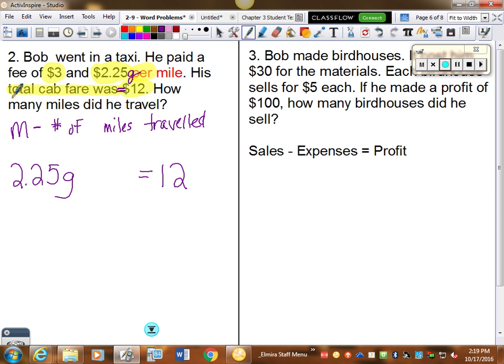Okay, again I see a total and he's paying a fee of $3. I see the word and. All of these indicate to me that we're adding $3 in. He's paying $2.25. Why did I write a G? I'm still on the bowling game question. Gotta switch that to an M. Okay, 2.25M plus 3, or $3 for a fee. So $2.25 per mile plus a $3 fee. That $3 we pay whether we go 1 mile or 100 miles.